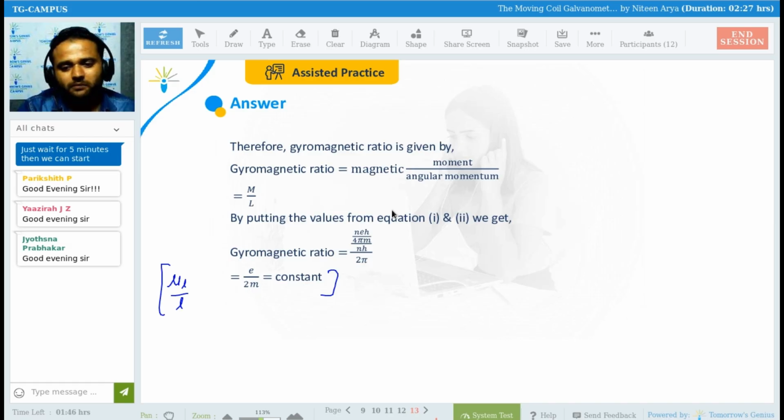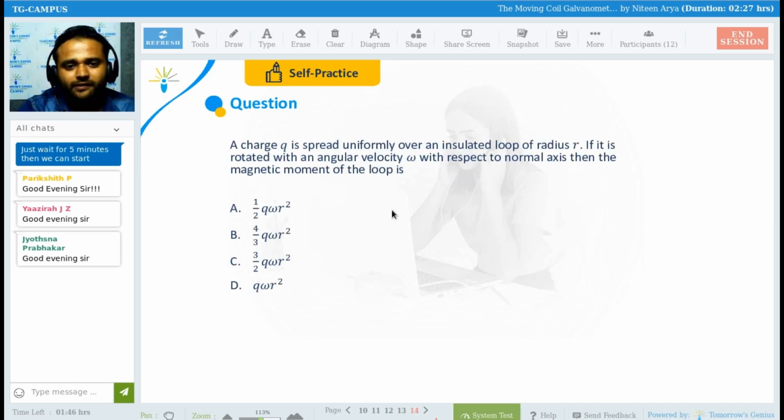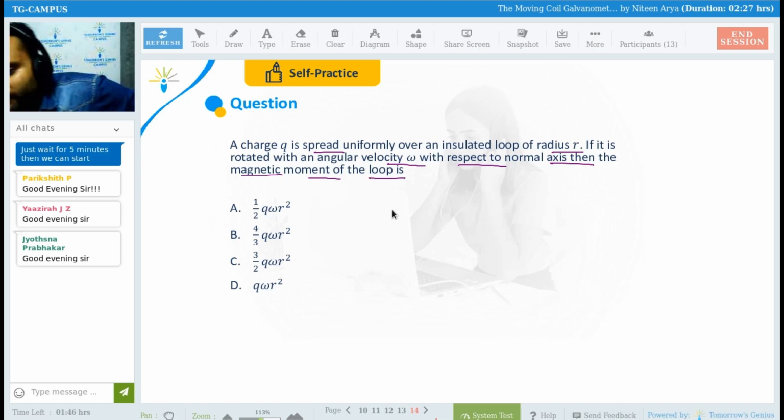Okay, this one is easy, but this one I'm just going to give you a hint. A charge Q is spread uniformly over an insulated loop of radius r. If it is rotated with an angular velocity omega with respect to the normal axis, then what is the magnetic moment of the loop? Very easy it is, believe me if I'm saying so.